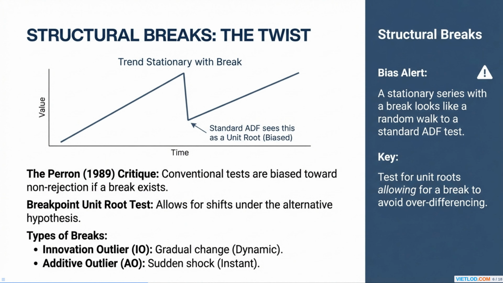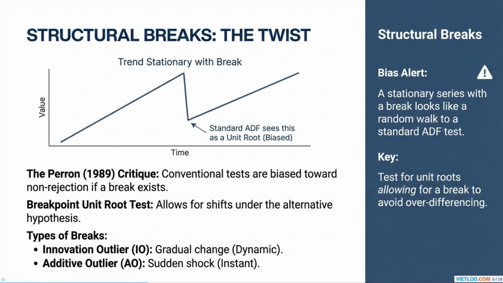Here's the twist. A time series that is actually stationary around a shifting trend can look like a non-stationary random walk to a standard ADF test. This is a major source of bias. Perron's 1989 critique was groundbreaking. He showed that conventional unit root tests are biased toward non-rejection of the unit root null when a structural break is present. This means we might incorrectly difference a series that doesn't need it, a problem called over-differencing.